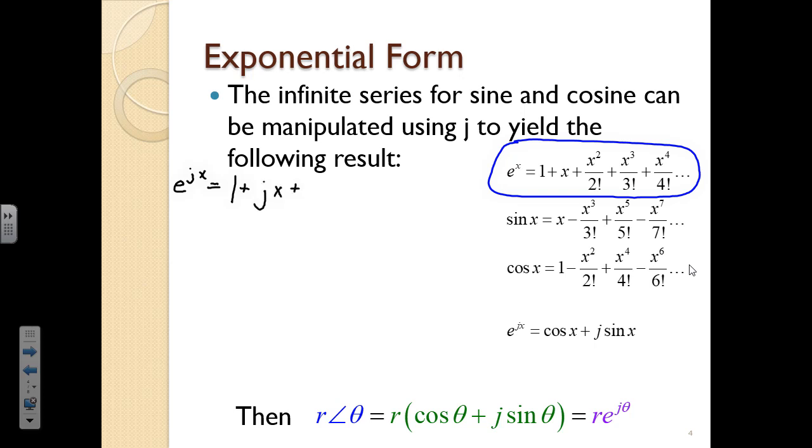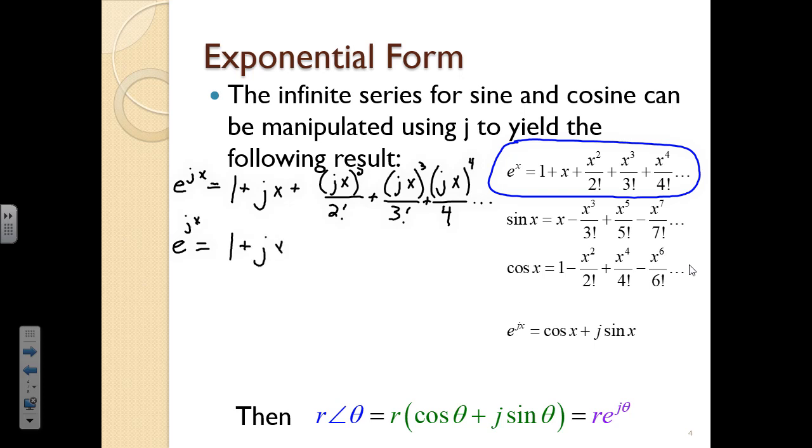jx plus jx squared over 2 factorial plus jx to the third over 3 factorial plus jx to the fourth over 4 factorial, and this could go on forever. But we can simplify that, because look what happens. That means e to the jx could be rewritten as 1 plus j times x.